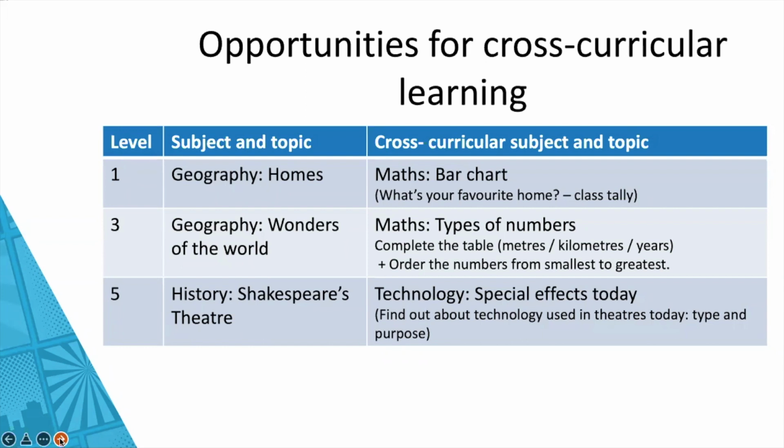In level 5, the history topic that you saw the video of, students could find out about technology used for special effects in theatres today, and also the purpose of it. For example, changing light and sound effects, using 3D printing for some props, and designing tiny microphones so that they're not seen when actors speak.